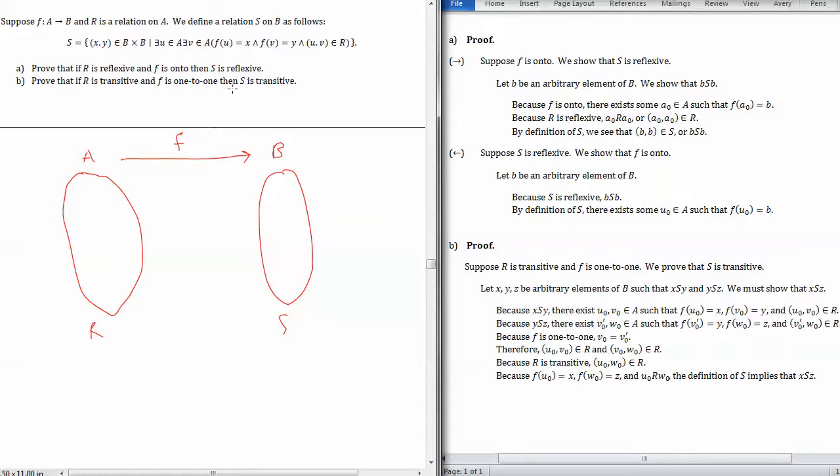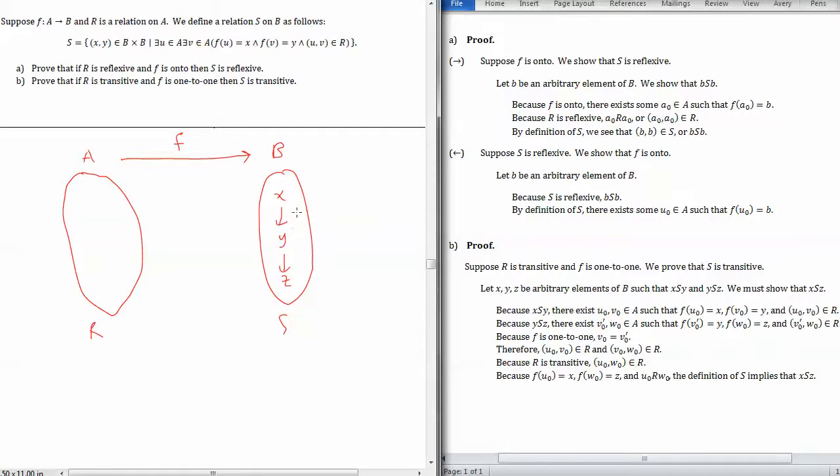So R is transitive, f is one-to-one. We've got to show that S is transitive. So how do we do that? Remember, we suppose we have, maybe I'll start at the top here, an x, y, and z in the set B, and suppose that xy is in S and yz is in S. If we're going to show it's transitive, we've got to show that xz is in S, right?